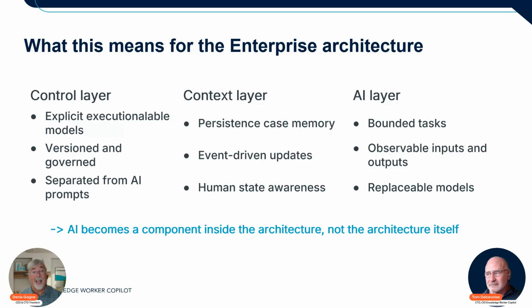And then we have that AI layer that is leveraged for what it's really good at, and we're using it for the flexibility and adaptability, but maintaining it within bounded tasks and a way to make sure that we have observable inputs and outputs, and in a way that we can replace the model so we can use a bring your own AI type of approach. So the future of enterprise AI is not in autonomous agents, it is in what we call orchestrated intelligence.